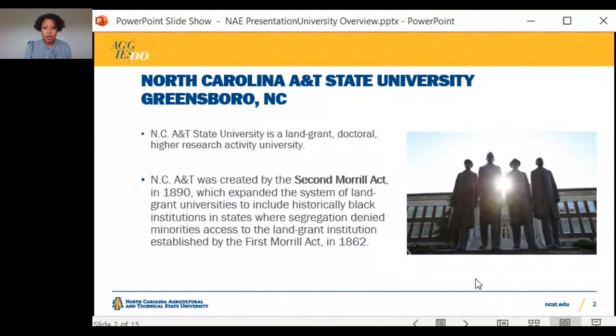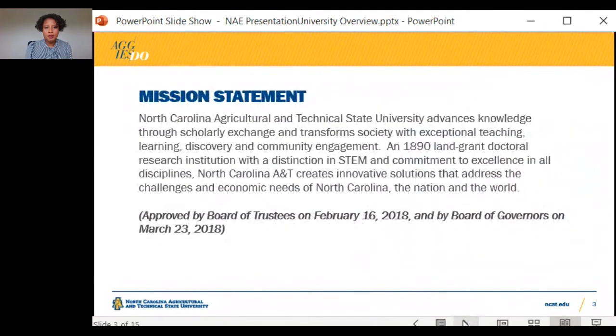To give you an overview of North Carolina A&T, we are the largest HBCU. A&T is a land-grant doctoral higher research activity university. We were created by the Second Morrill Act in 1890, which expanded the system of land-grant universities to include historically Black institutions in states where segregation denied minorities access to land-grant institutions as established by the First Morrill Act in 1862. Our mission at North Carolina A&T is to focus on STEM-related curriculum.